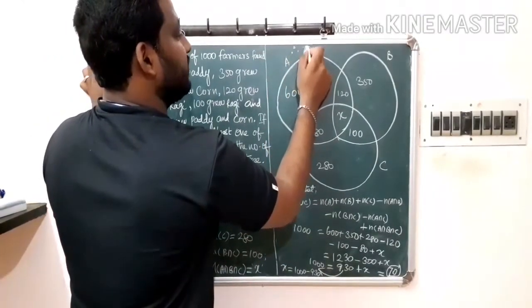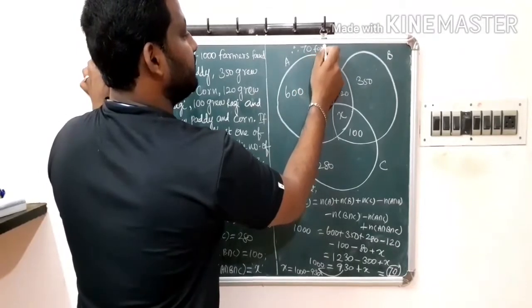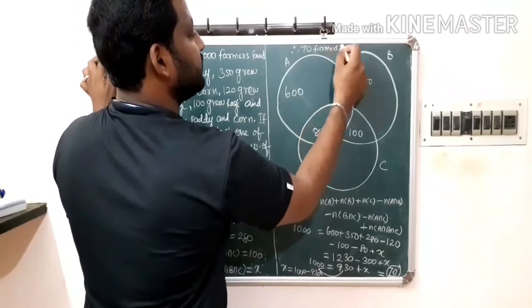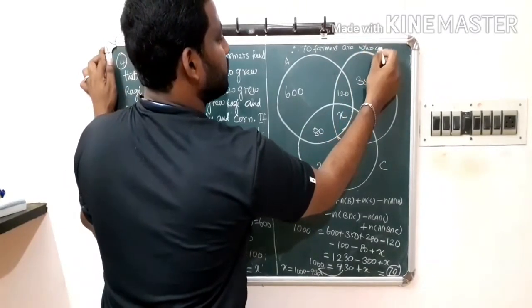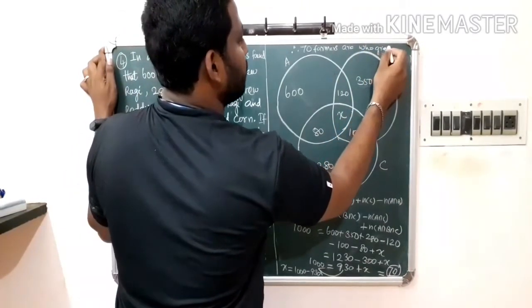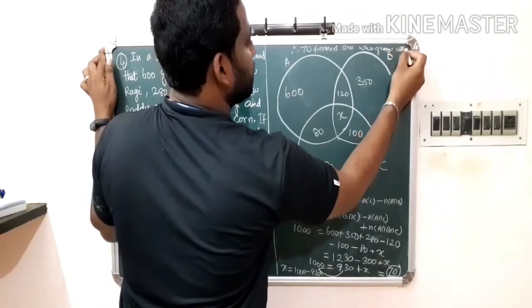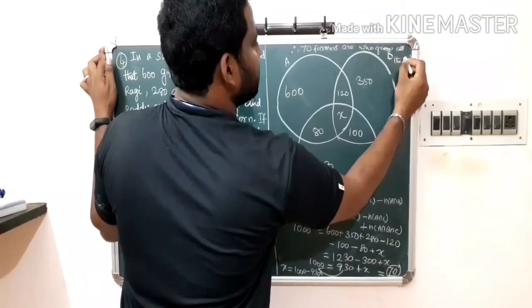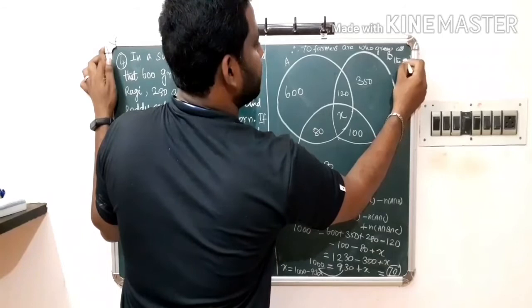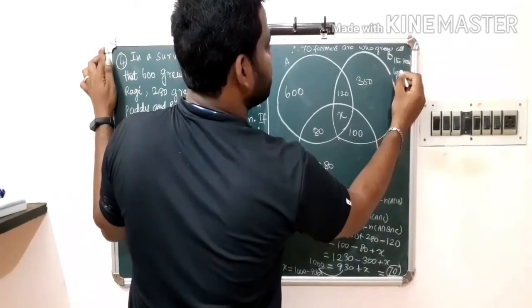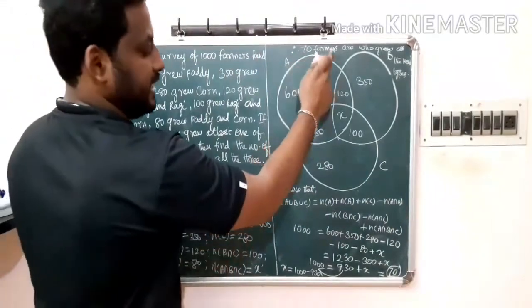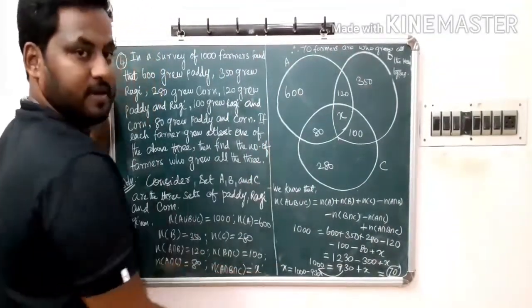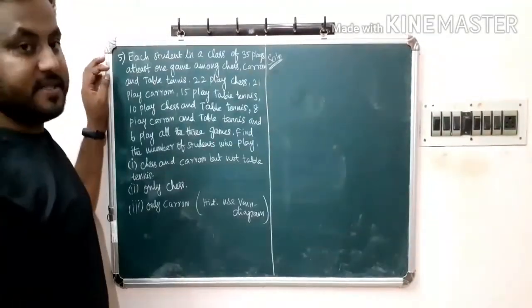therefore, 70 farmers grow all the three types. So this line you have to write at last. Clear? Next, fifth question.